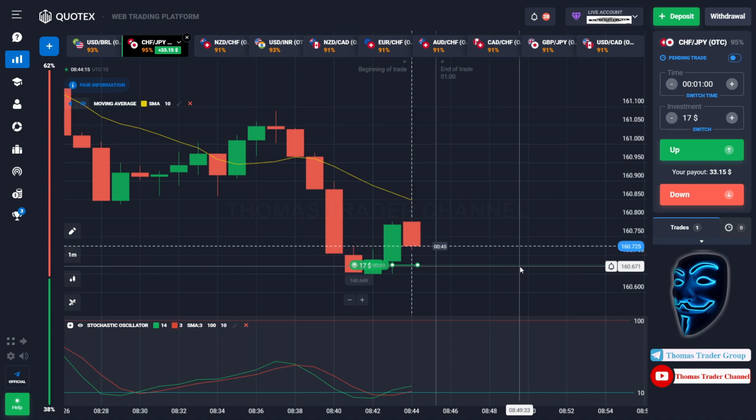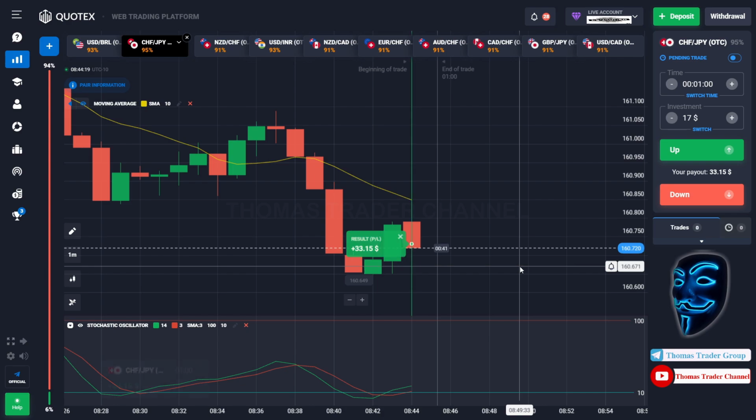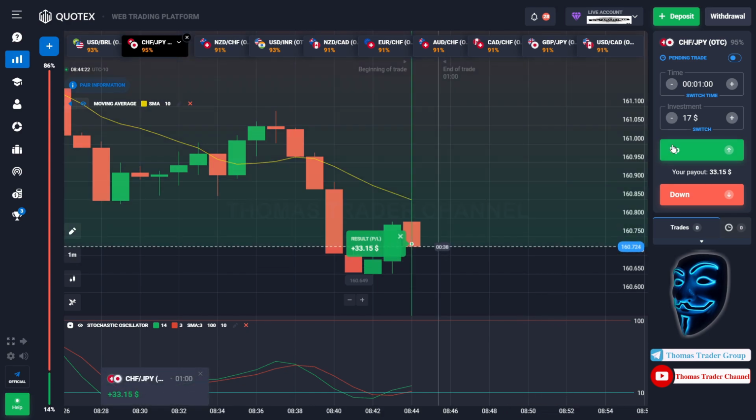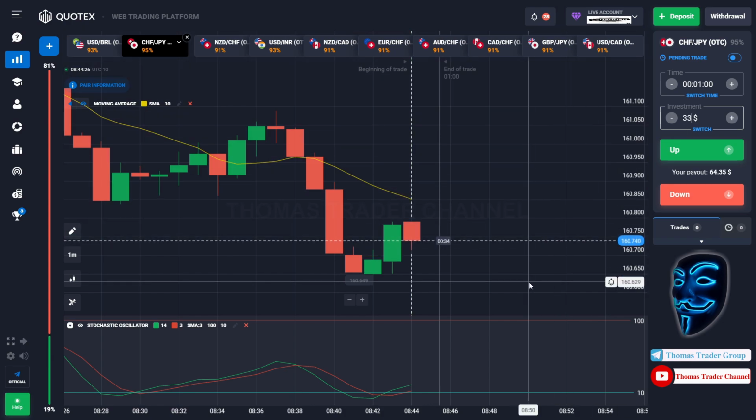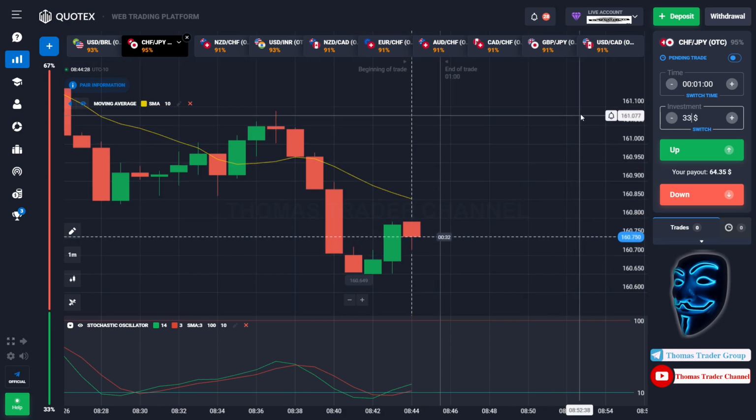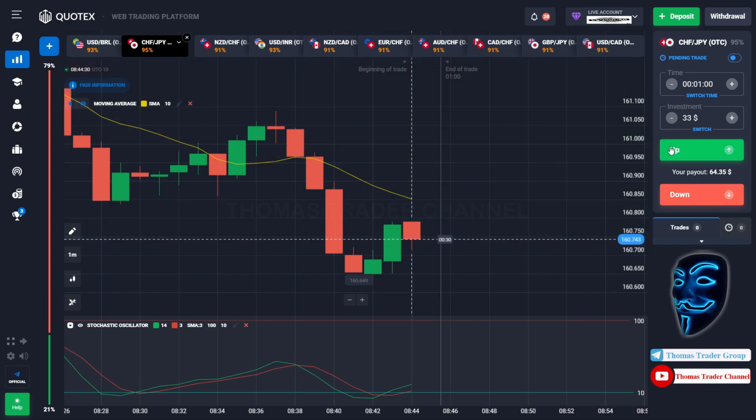We made a right prediction over here. We made a profit of $33. Let's change our investment into $33. And over here we still can open buy for 1 minute.